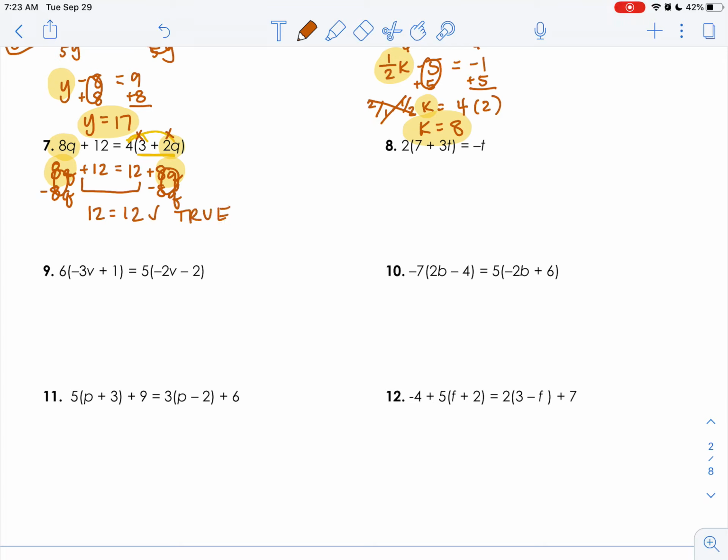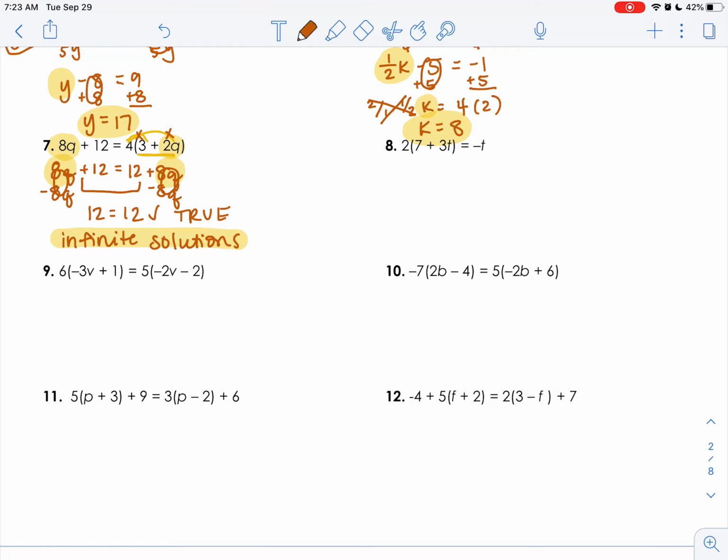So if you end up with something like this, where your variables cancel, but it's true, what that actually means is that we have infinite solutions. It means you could plug in anything you want for q, and it will work. You can try it out if you want to, but that's what that means.